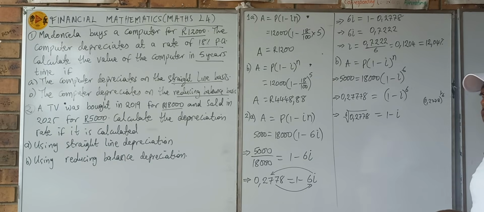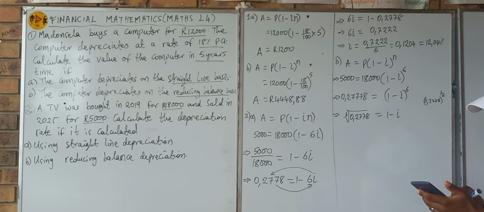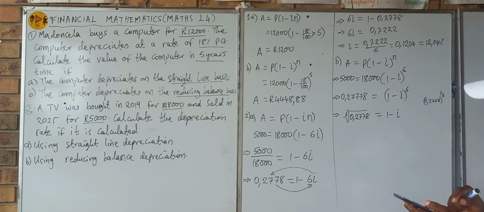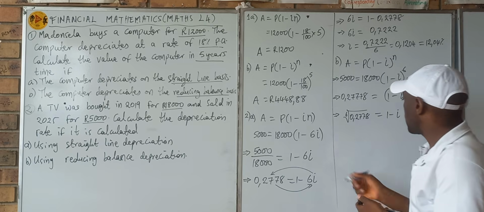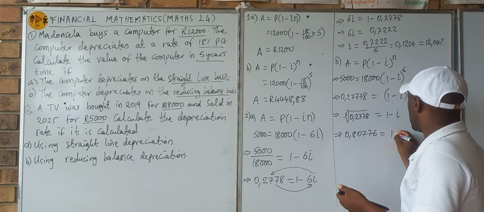So I'm going to do that. Luckily I know how to get the 6th root in my calculator, but as I've explained, if you don't know that, you know what to do. You just need to call it 1/6. So I'm getting 0.27778 in bracket. I can even choose to raise it to the power 1/6. That will give me 0.80776 is equal to 1 minus I.